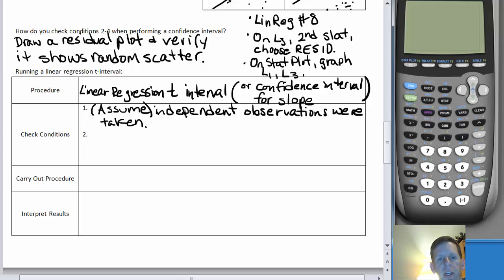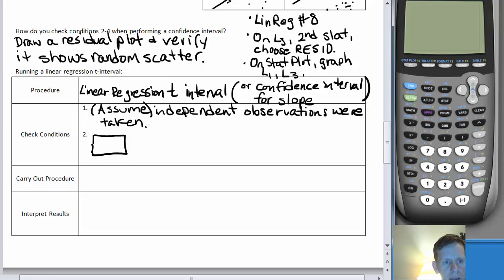So in your list, just make sure that you don't have any duplicate numbers listed. Make sure there's no repeated numbers, and that typically means you have independent observations. So it's a pretty easy condition to check. For the second condition, what you're going to do is make your graph of your residual plot.